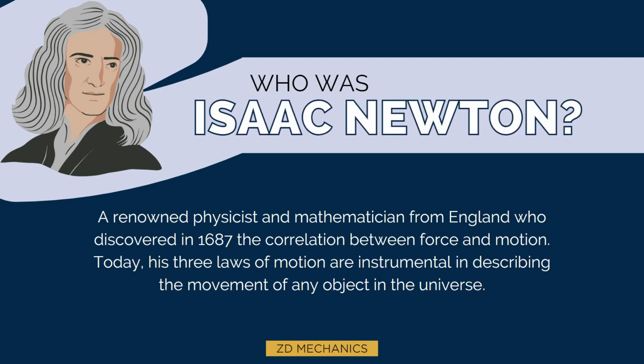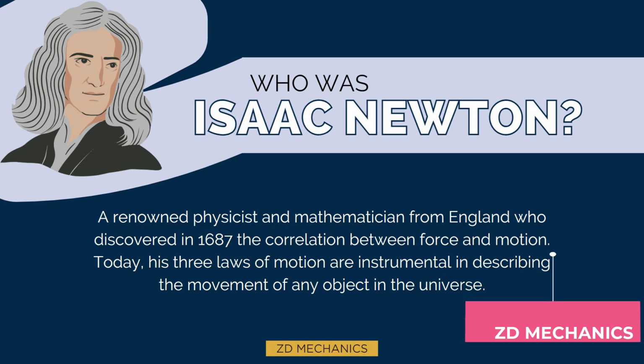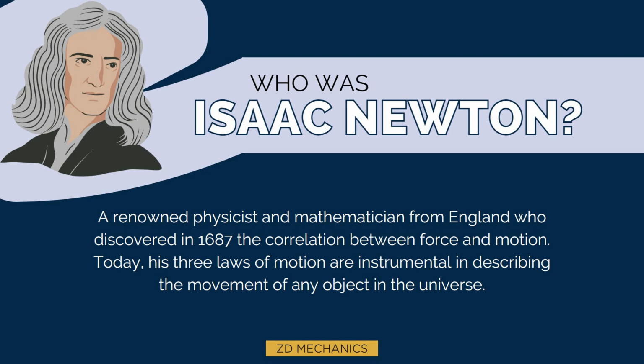Who was Isaac Newton? A renowned physicist and mathematician from England who discovered in 1687 the correlation between force and motion. Today, his three laws of motion are instrumental in describing the movement of any object in the universe.